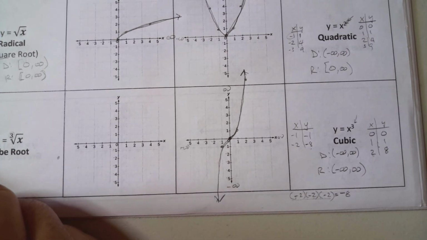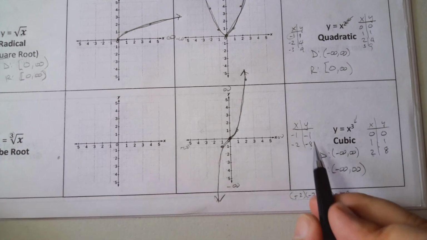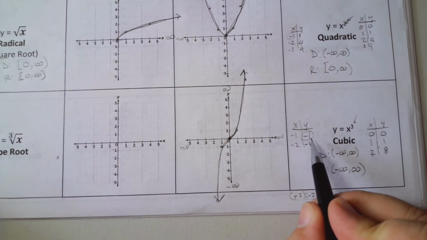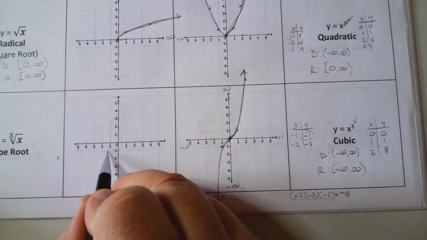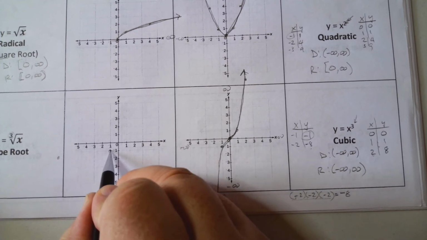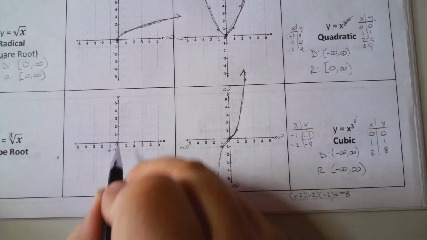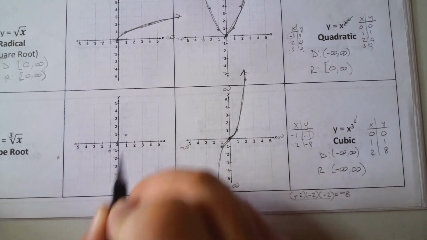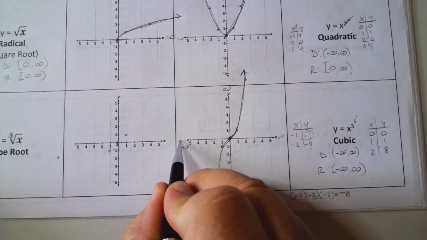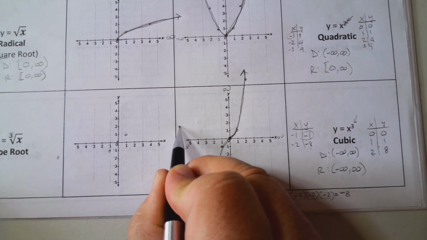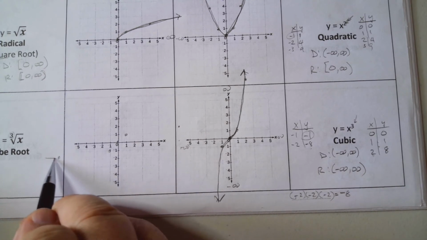When x is negative 1, the cube root is negative 1. When x is 0, when x is 1, cube root of 1 is 1. When x is 8, 8 is made up of 2 times 2 times 2.